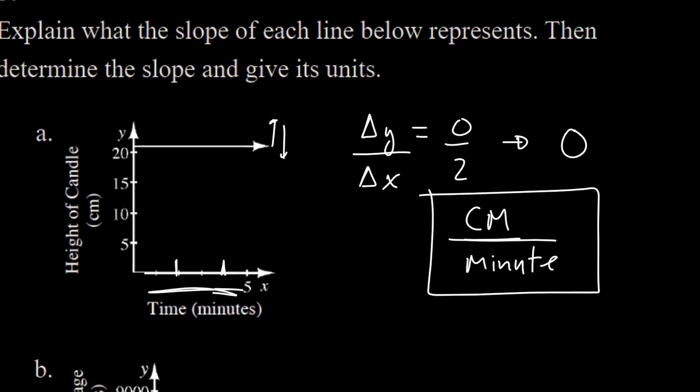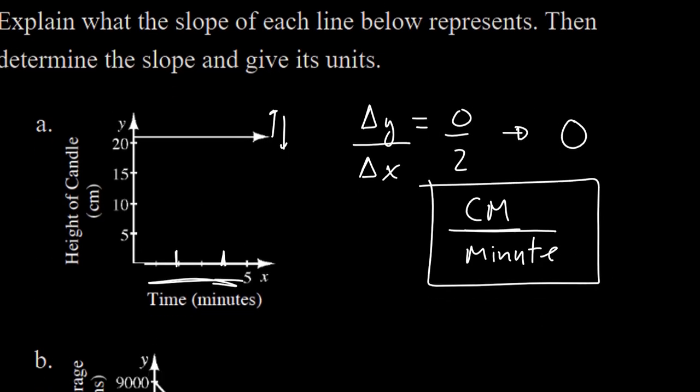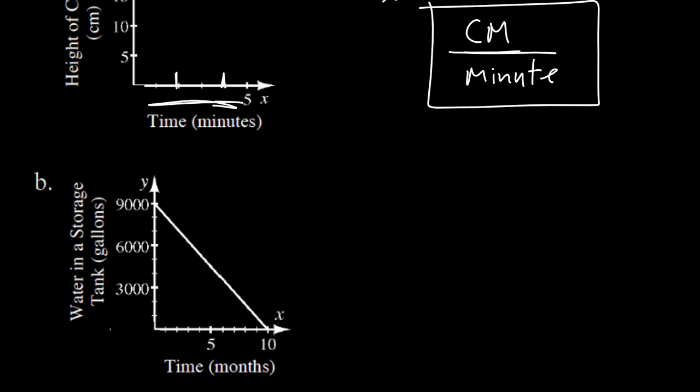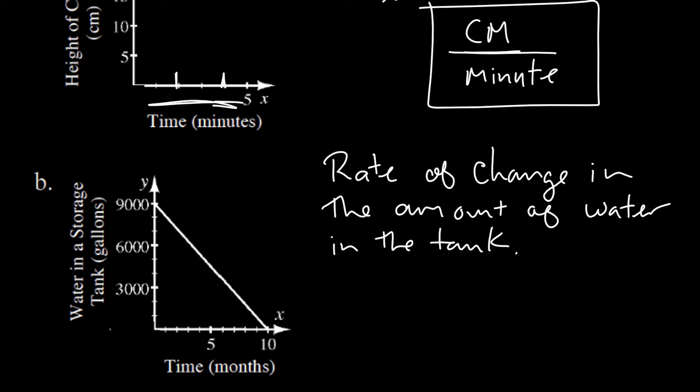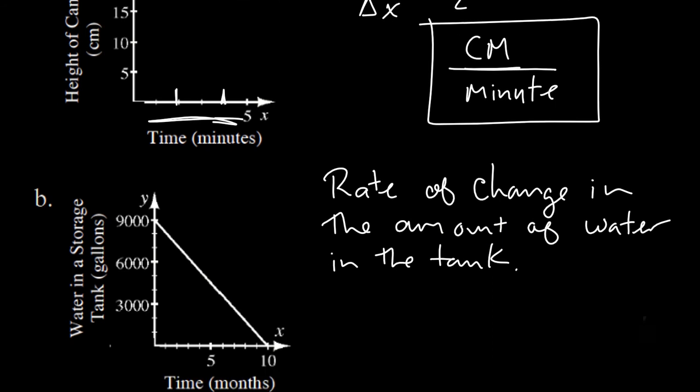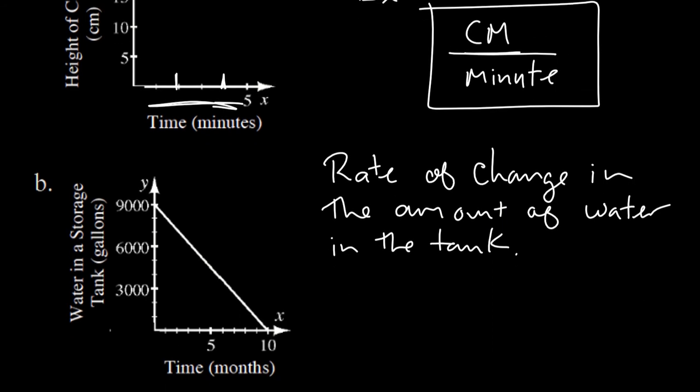And the first thing that they ask, it says, explain what the slope of each line below represents. Well, I would say that this is the rate of change in the amount of water in the water tank, right? And we can see that it does start at month 0 with 9,000 gallons, and at the end of 10 months it's down to 0 gallons remaining. So if I was going to calculate the slope, I could say that my change in y, I end up at 0, right? And I started at 9,000. So that's how much y changes.